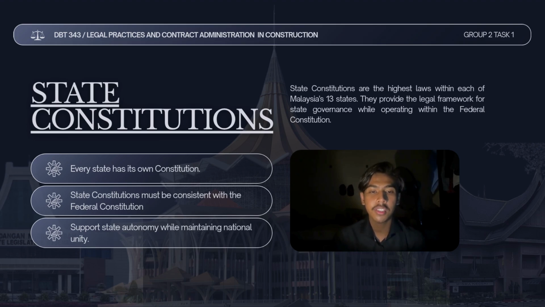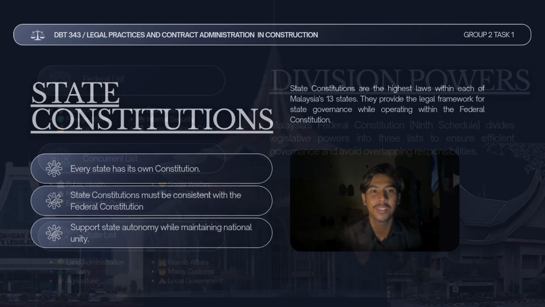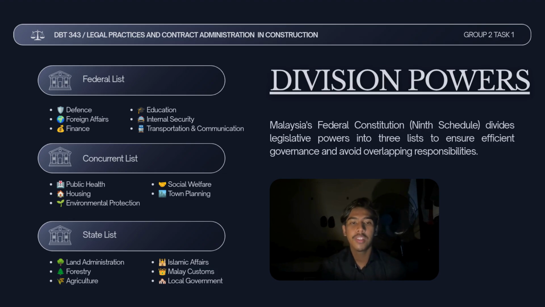The state constitution also gives state governments the authority to manage matters under the state list, such as land administration, forestry, agriculture, Islamic affairs, and Malay customs. Although each state has its own constitution, all state constitutions must follow the federal constitution, which remains the supreme law of Malaysia.